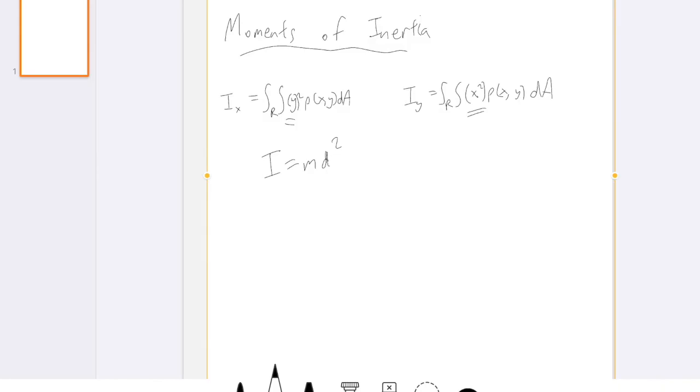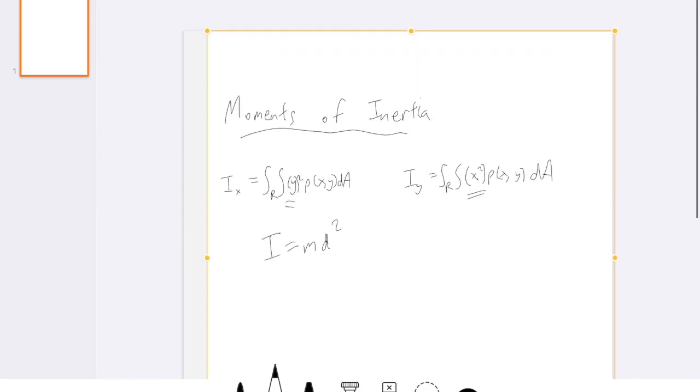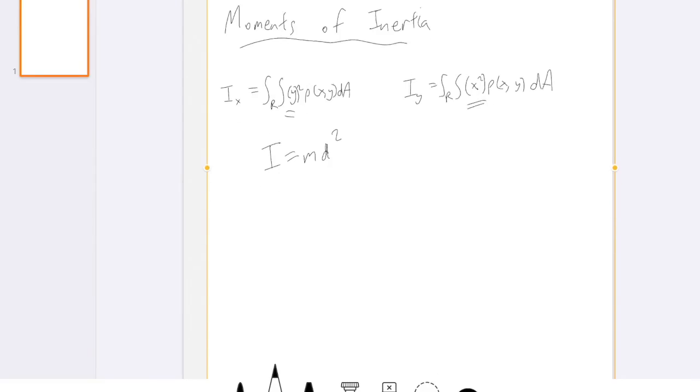So what's the difference between I sub x and I sub y? Well, let me draw it out. So let's say you have some planar lamina, like this right here. I sub x is going to be how difficult it is to spin around the x-axis, so this way. And it makes sense that it's y squared because it's the distance from the x-axis.